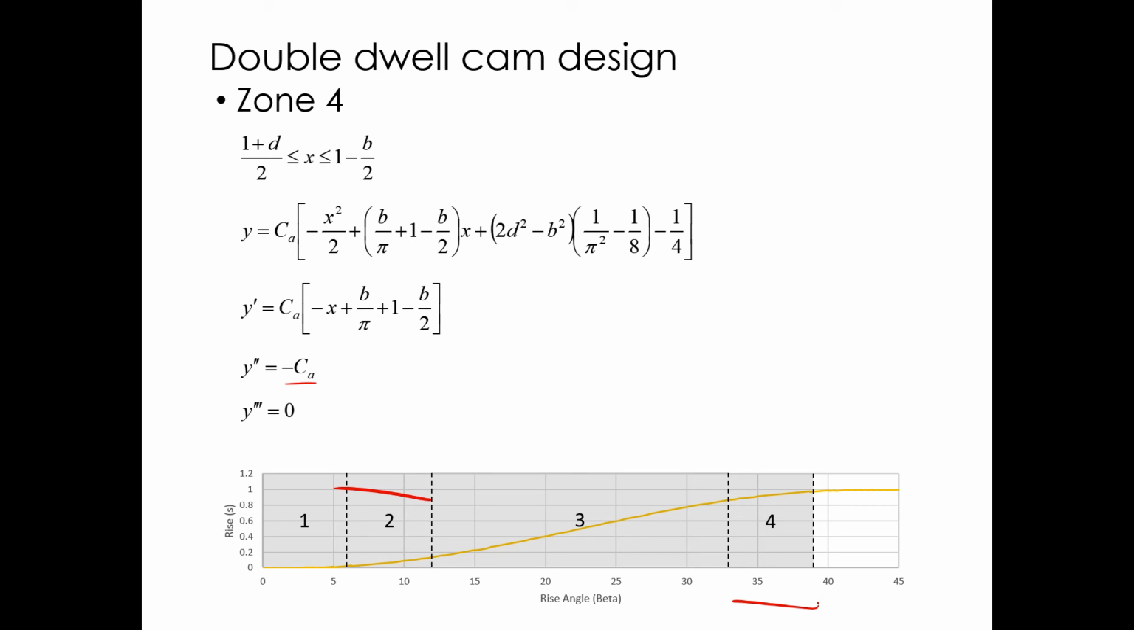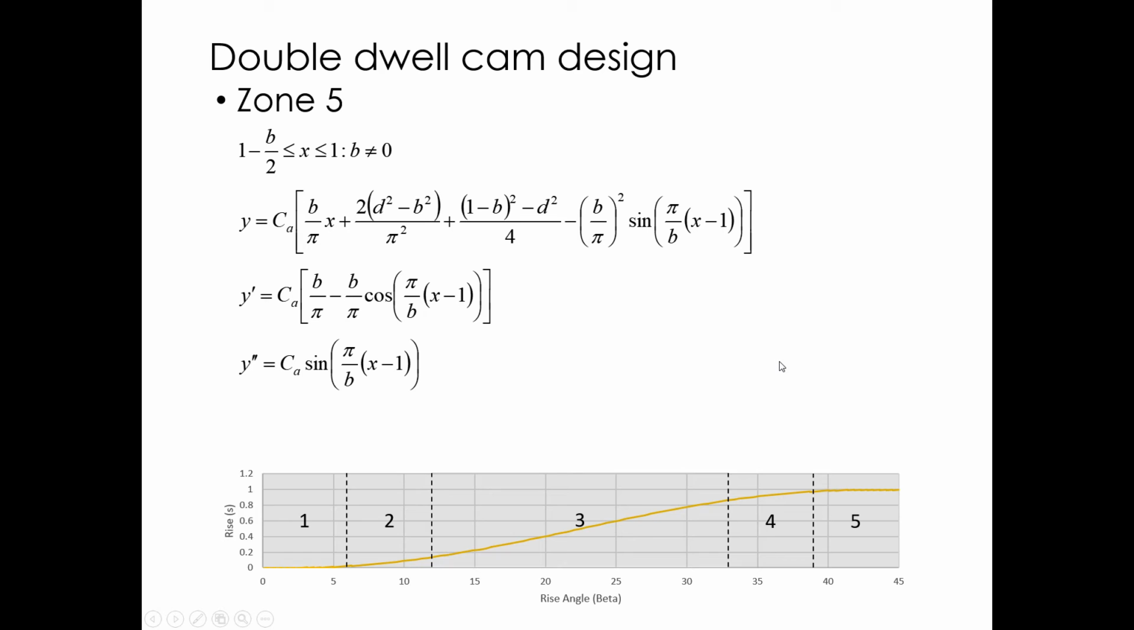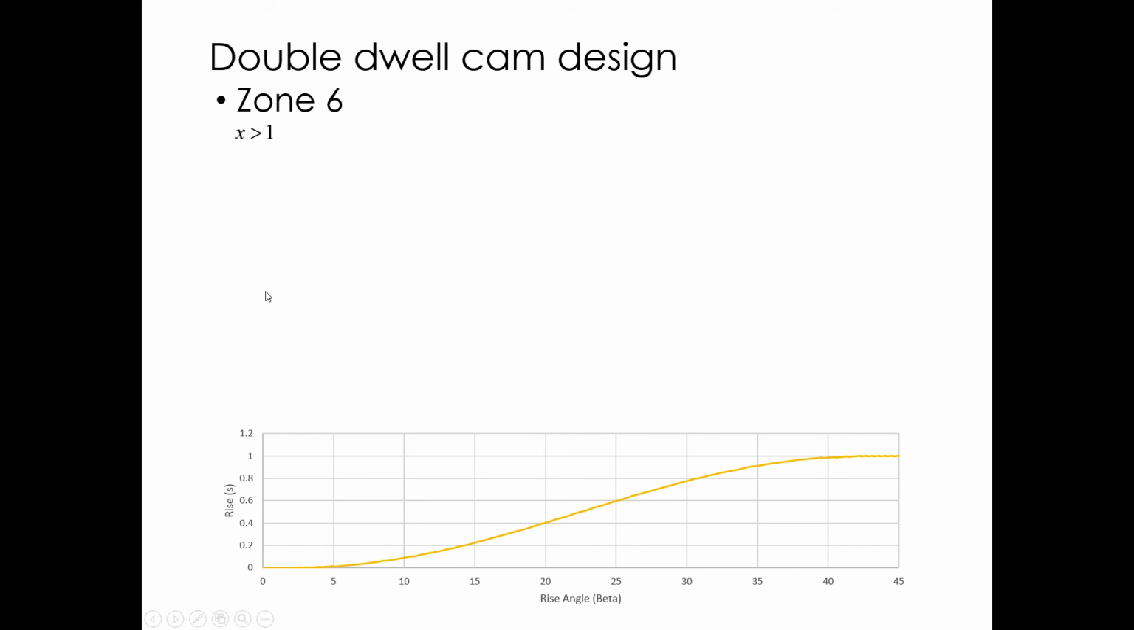Now to smooth this thing off at the end, I need to go from here, smooth it back down to 0. So zone 5 is just going to be a little sinusoidal function to smoothly get this thing down to 0. Then the velocity and position get a little bad because of the constants of integration and boundary conditions. Jerk will be pretty simple. Zone 6 is when I'm out here past the end of the rise function. Here the normalized position is just 1, and then all the derivatives are 0.